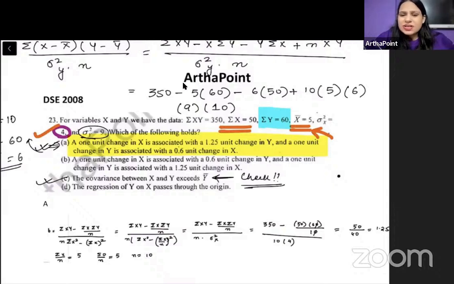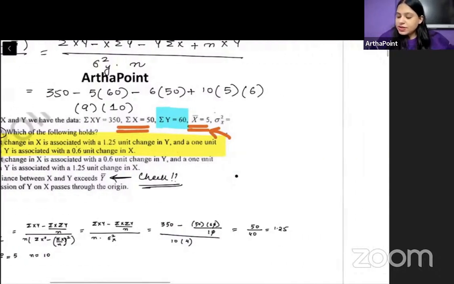They've just approximated that to 0.6 actually. That's it. So you're right. You will not get exactly 0.6, but they've just approximated that to 0.6.